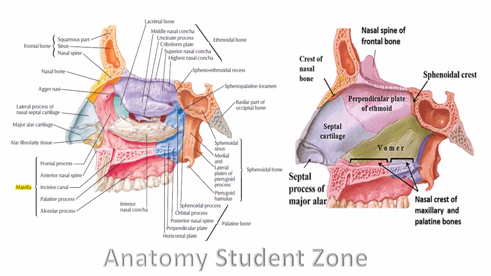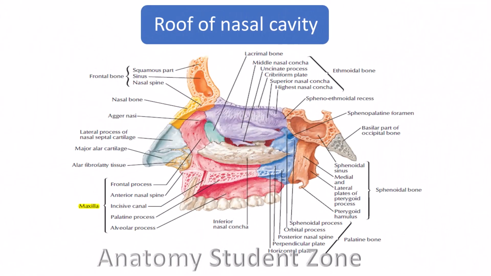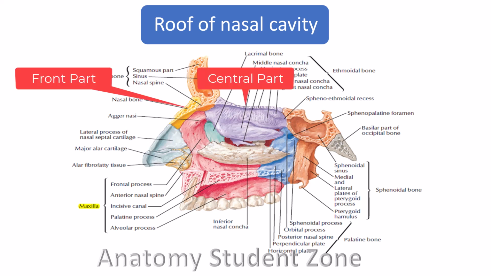So if I talk about the roof of the nasal cavity and the bones that form it, I recommend you remember this in this way: front part, central part, and back or posterior part. Which bones form the front part, which bones form the central part of the roof, and which bones form the back or posterior part of the roof? So I will cover it in this way.